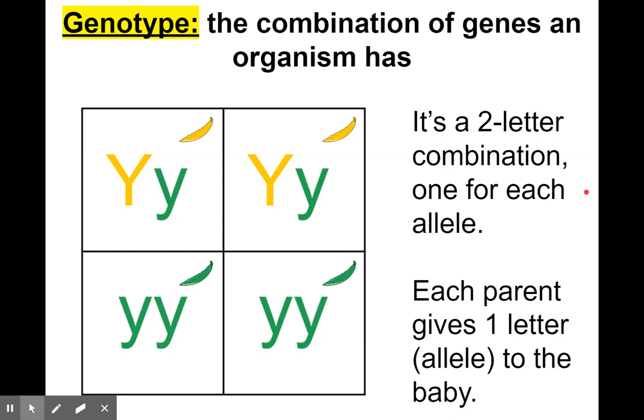All right, new vocabulary word, genotype. Genotype is the combination of genes or alleles at a gene in an organism. And we've been using genotypes, but we haven't called it that word. So this two-letter combination that can be homozygous or heterozygous, that's called the genotype. It's this two-letter combination, one letter for each allele. Each parent gives one allele, one letter to the baby. So the genotype is the letters, it's the genes.